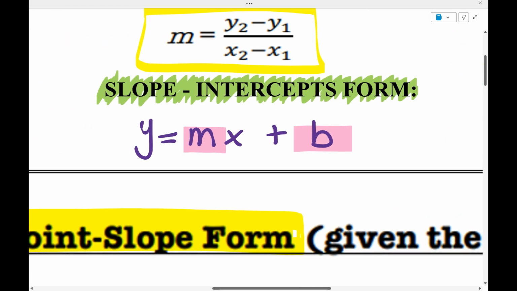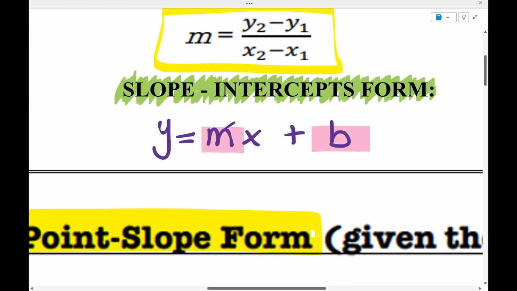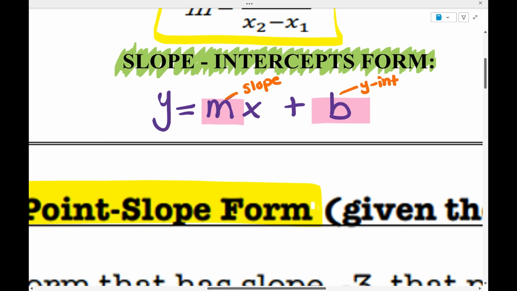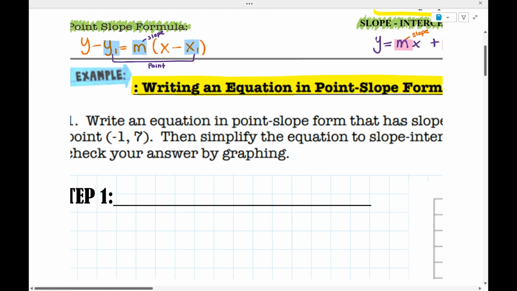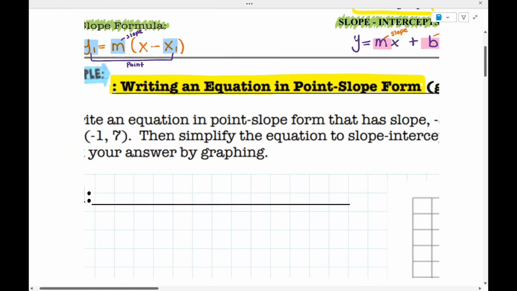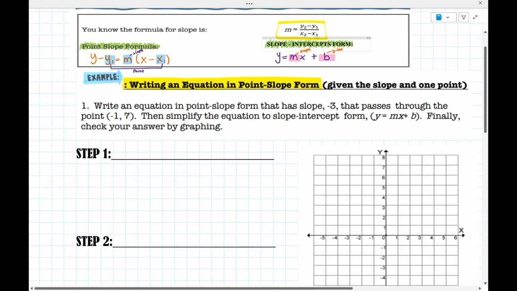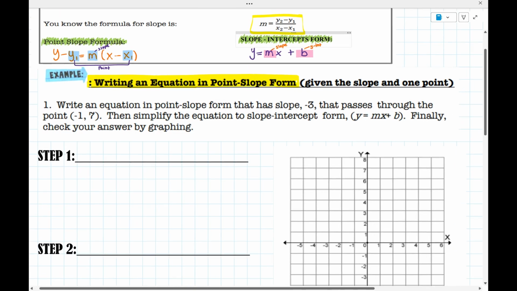And then we have the basic one, which is slope-intercept form. This one's the one that you guys are very familiar with. And this is easy when we're trying to graph an equation. M is our slope again, and B is our y-intercept. So we're going to go ahead and play around with these two different forms. We're going to go from one form, convert it to the other form, and then finally graph.